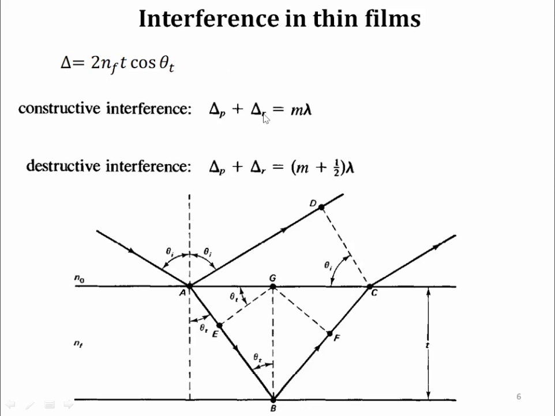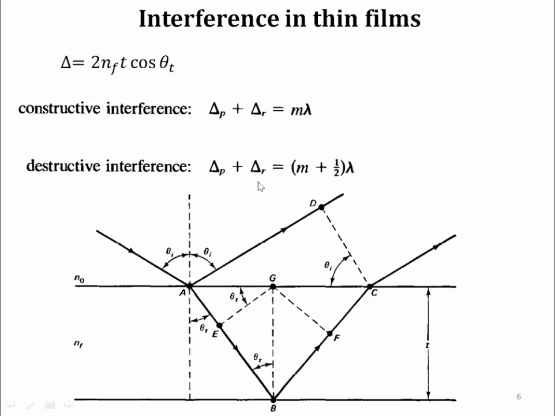Now it depends upon whether the light is getting reflected at the interface when it is going from rarer to denser. In that case delta r will be pi by 2. In case it is going from denser to rarer, that is, it is traveling in the denser medium and gets reflected back in the denser medium, in that case there won't be a phase change.